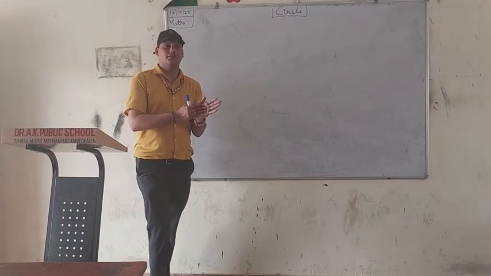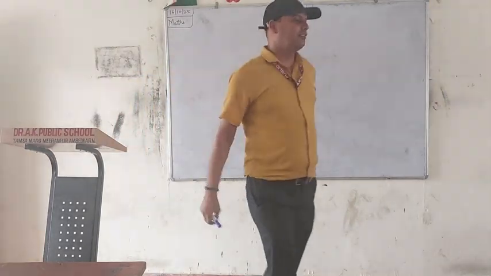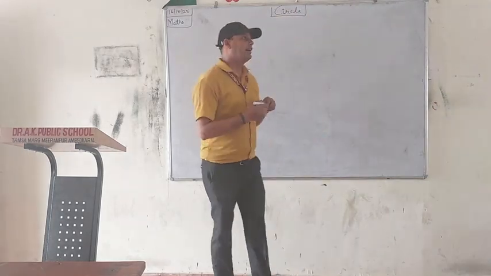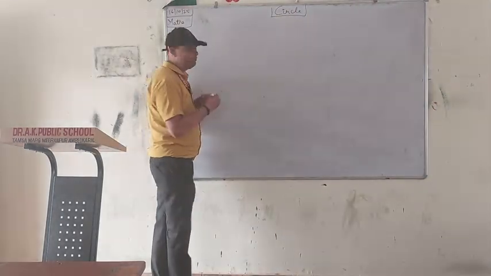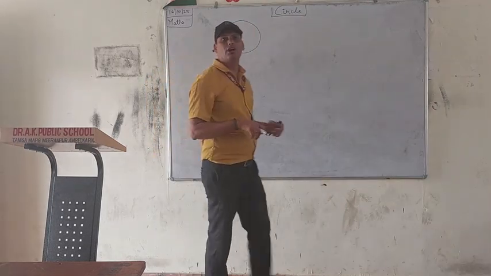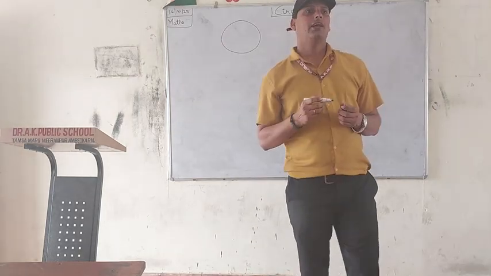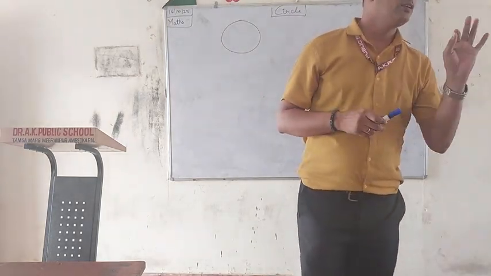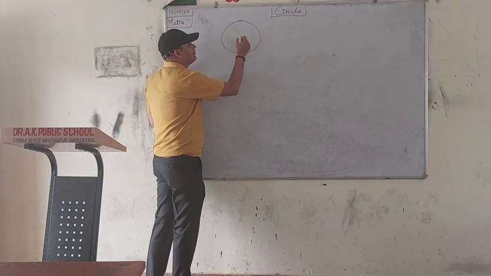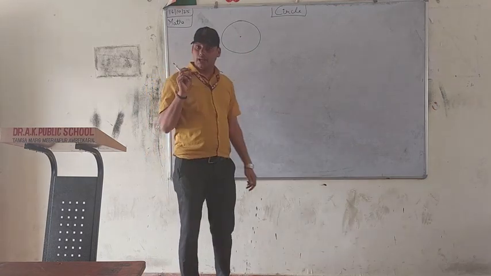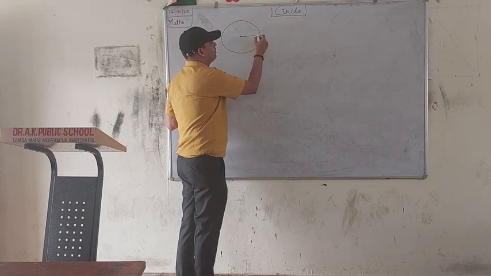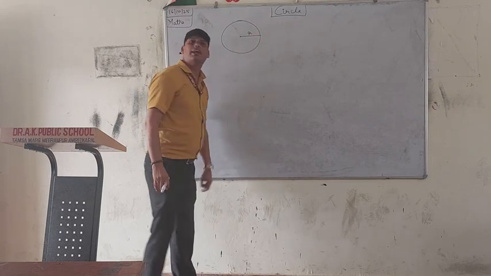So class, in the last class we discussed the circle, right? We discussed the definition of a circle: a collection of points in a plane that are equidistant from a fixed point. Clear? That fixed point is known as the center of the circle, and that fixed distance is known as the radius of the circle.